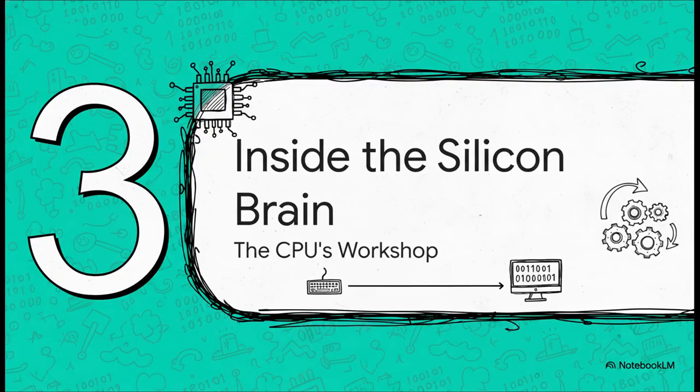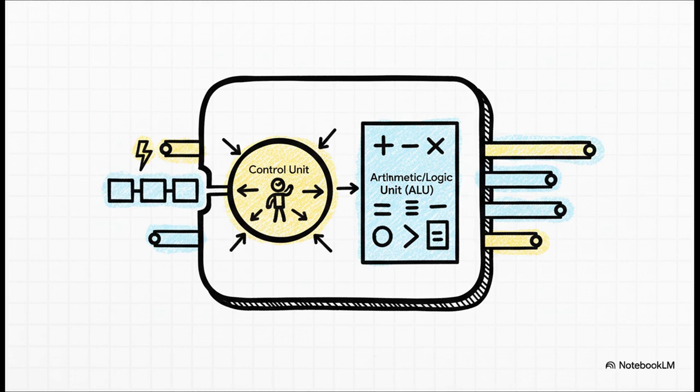Okay, so now we get the language, right? We know how we talk to the machine. But where does all this work actually happen? Well, for that, we need to go inside the silicon brain of the computer, the CPU. Think of it as the main workshop. And inside this workshop, you've got a few key players. First, there's the control unit. That's like the foreman or the manager, telling everyone what to do and when.